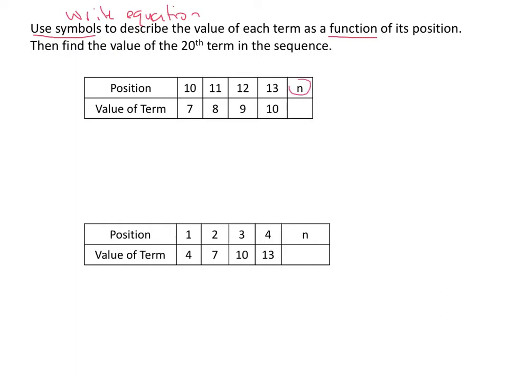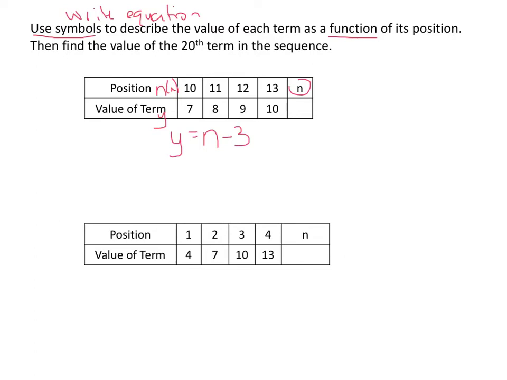N is often used instead of x to find out the common term. So this is going to be our n, and then this might be like our y, but n is really the same thing as x. So I'm going to look at what can I do to n to get my y term. Okay? So here, what can I do to 10 to get 7? Well, we might take the n and minus 3.